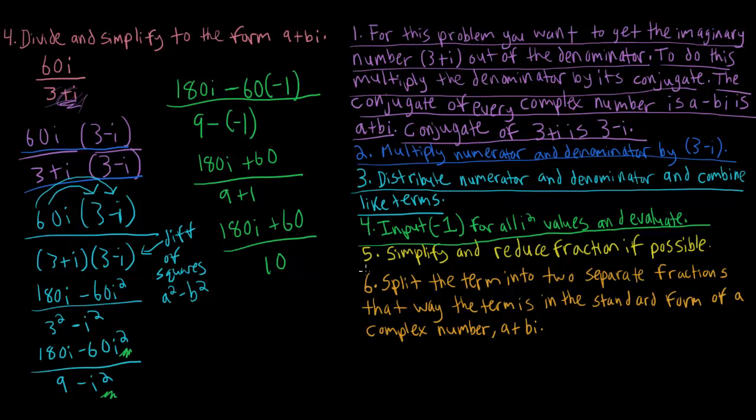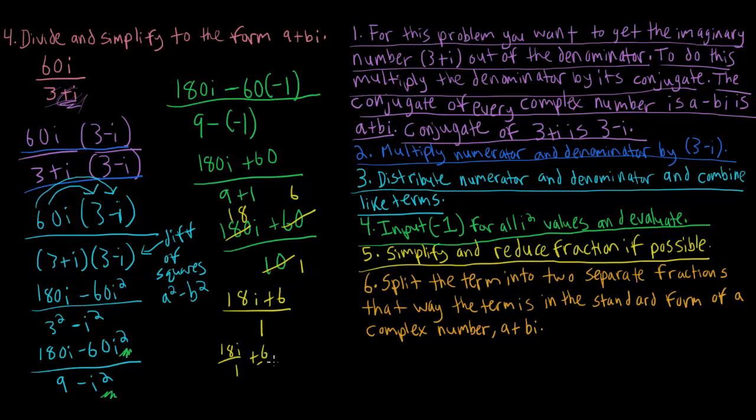Step 5 wants us to simplify and reduce the fraction if possible. Well, 10 goes into itself once, 10 goes into 60 6 times, and 10 goes into 180 18 times. So we're left with 18i plus 6 over 1. And if we split this term into two separate fractions, it's really just the same as 18i over 1 plus 6 over 1, which is just the same as 18i plus 6.